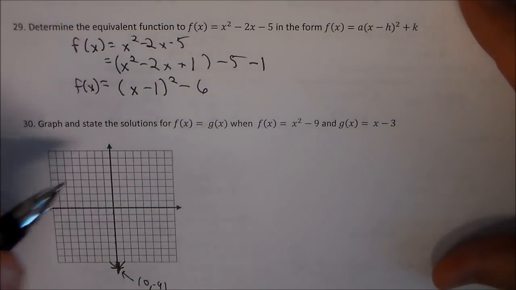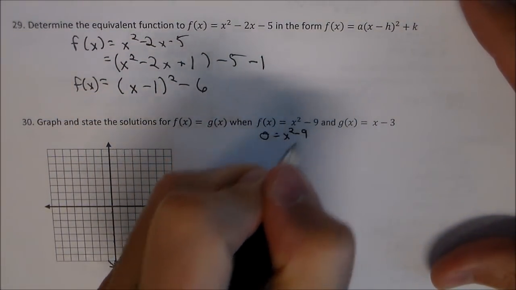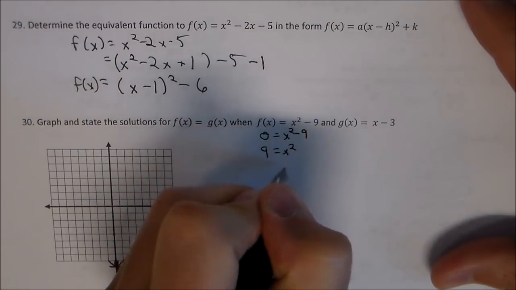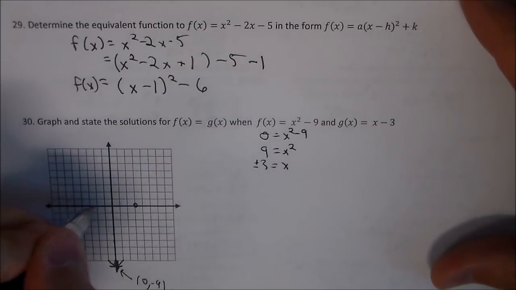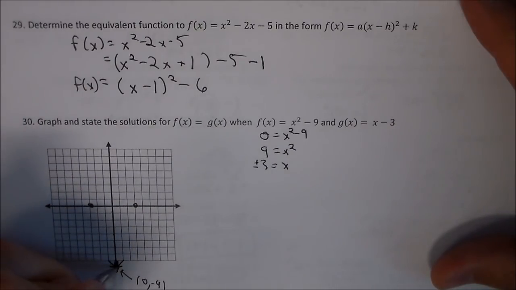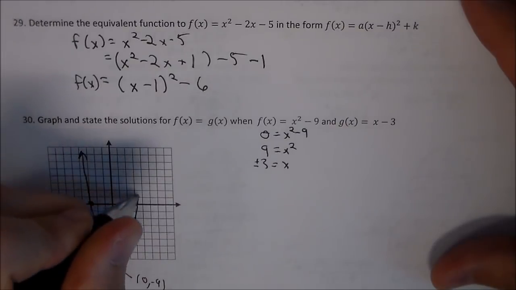So it goes up 1. If I took 0 equals x squared minus 9, 9 equals x squared, so x is plus or minus 3. That tells us we have intercepts at plus or minus 3. Gives us a little bit more to sketch there.